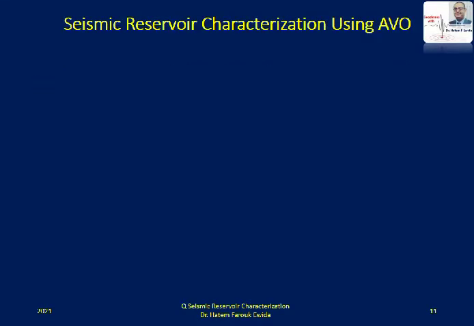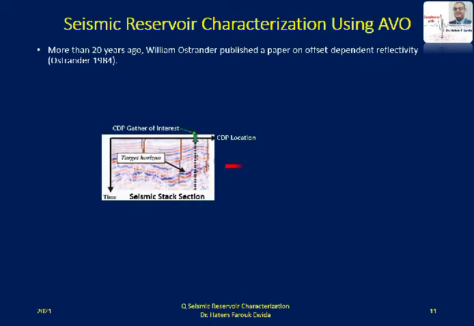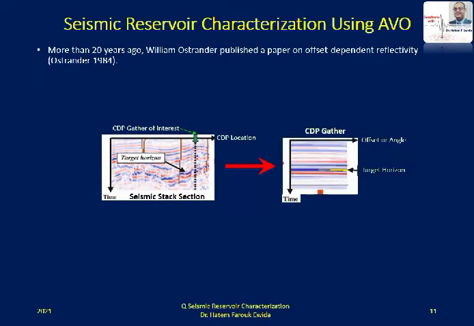So let's see how we characterize the seismic reservoir using the AVO. A scientist called William Ostrander published a paper, and he mentioned in this paper that the offset dependence of reflectivity will give me a clue about the fluid content within the reservoir.